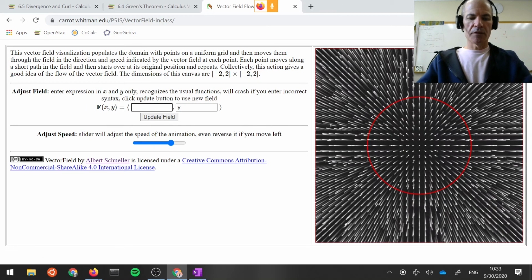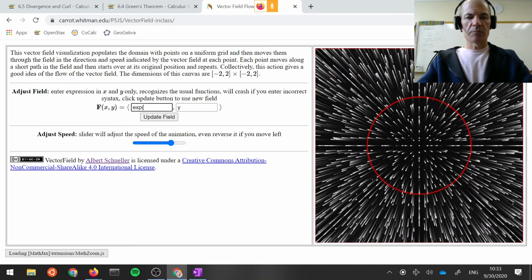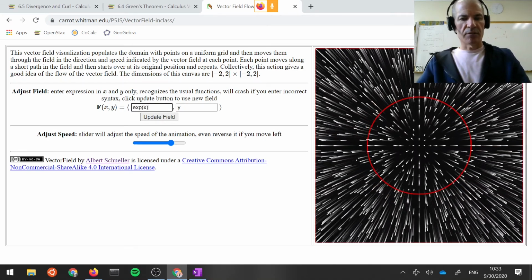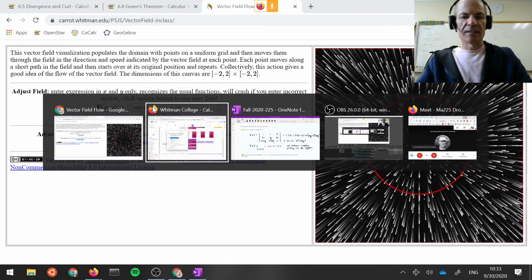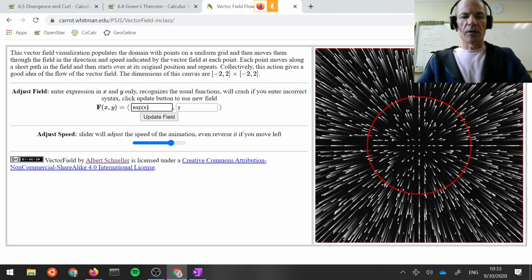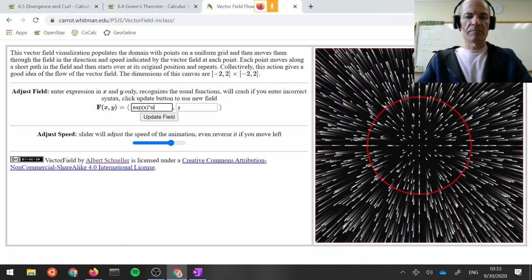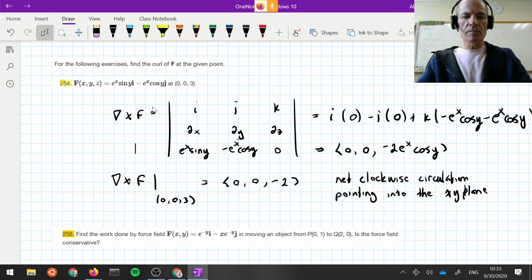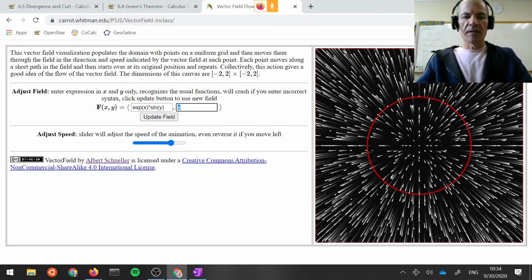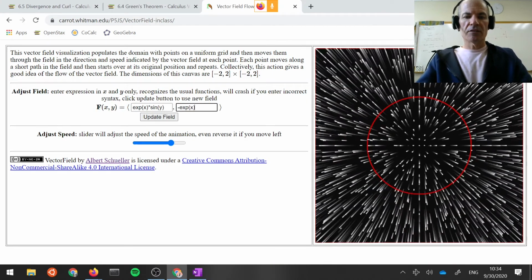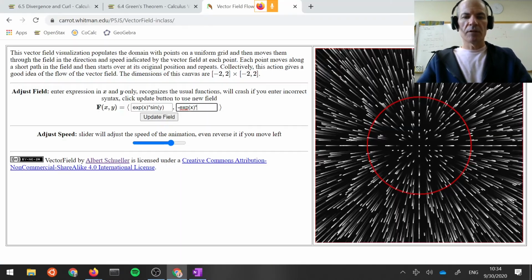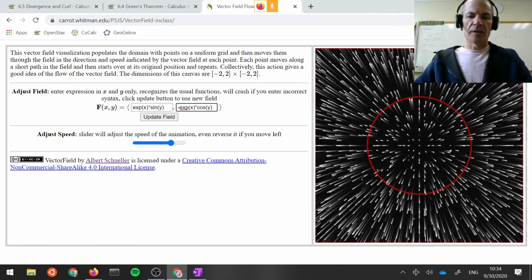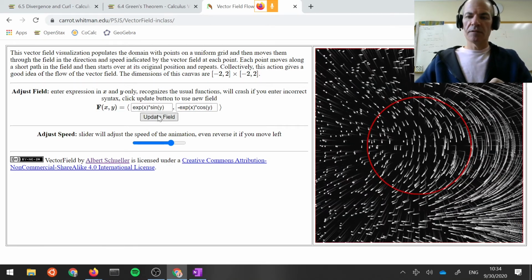All right, so let's put in e to the x sine y, and I've already forgotten what it is. And then let's do minus e to the x cosine y. And then click update field.